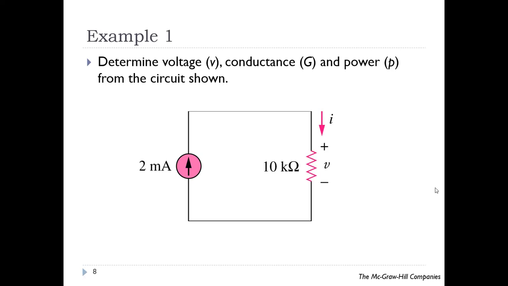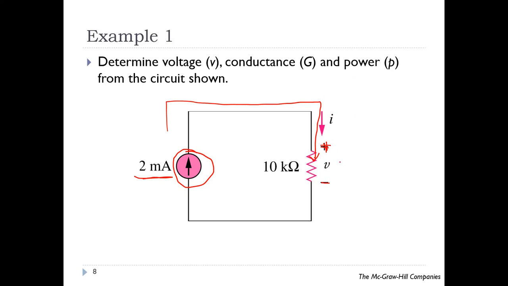Okay, so let's solve this example. You have 2 milliampere. This is an independent current source, and the value is constant. 2 milliampere current flows through this 10 kilo ohm resistor. So again, current enters from the positive terminal and leaves from the negative terminal. This is based on passive sign convention.